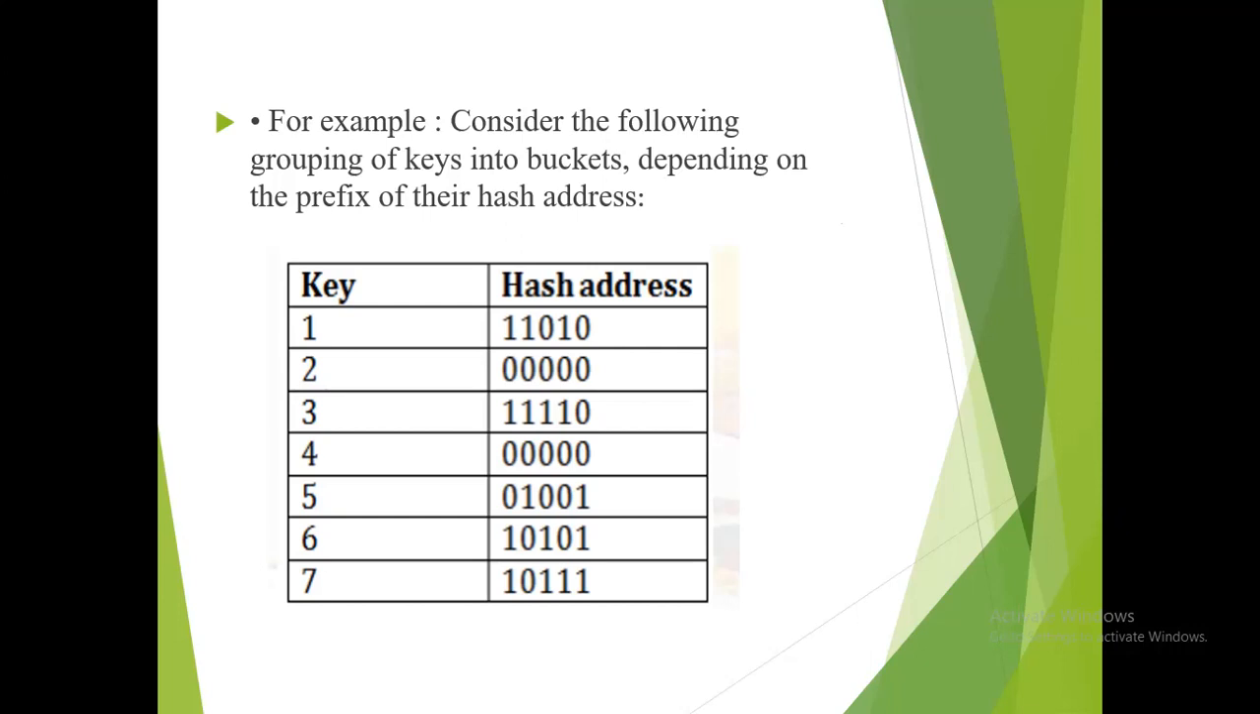Key 1 has hash address 11010. Key 2 has hash address 000. Key 3 has hash address 11110. Key 4 has hash address 0000. Key 5 has hash address 01001. Key 6 has hash address 10101. Key 7 has hash address 10111.